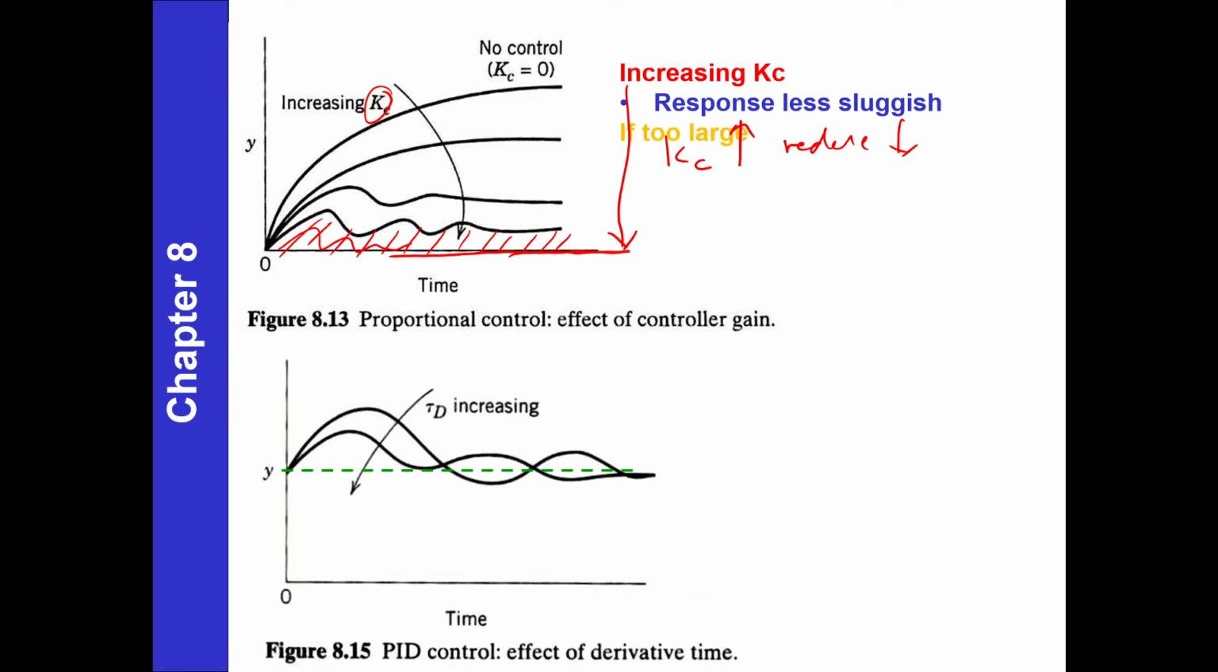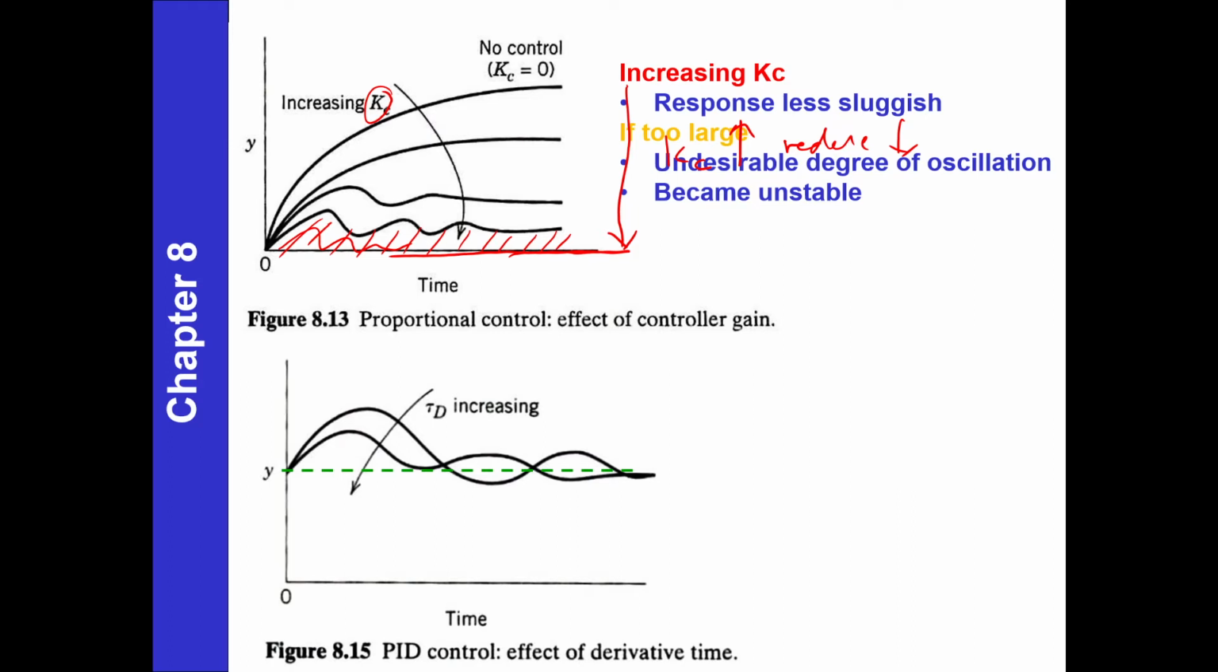If KC is too large, there is a higher degree of oscillation, meaning the system starts to oscillate and then becomes unstable. If KC is very high, the system becomes unstable. That's why we need to do PID tuning, because we want to determine the best value for KC for this particular system. The value of KC is not the same for each system.